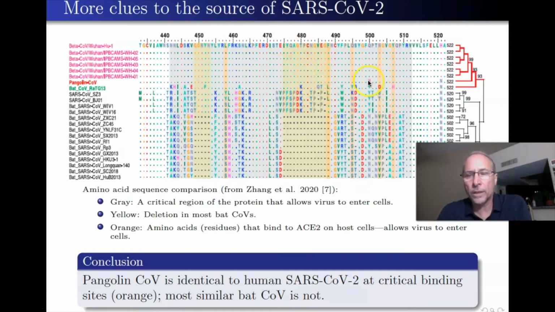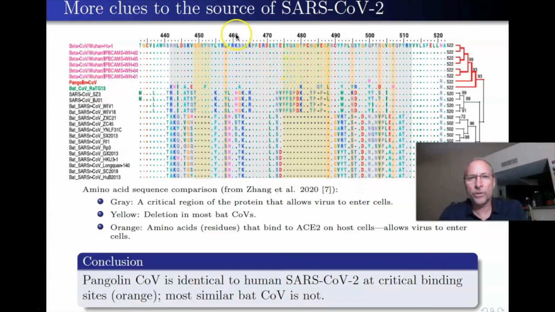There's only one difference. Now compare that to the bat CoV, the one that evolutionarily is more closely related to the human SARS-CoV-2 than it is to the pangolin. And you notice there's a lot more variation. In this critical region, it's quite different.